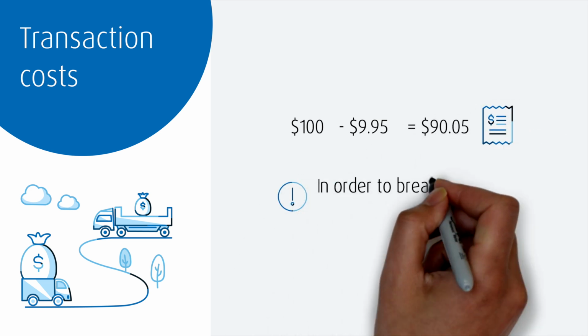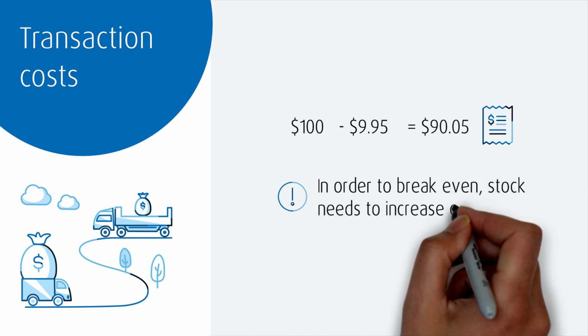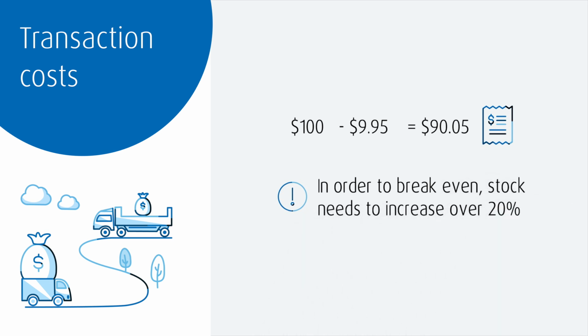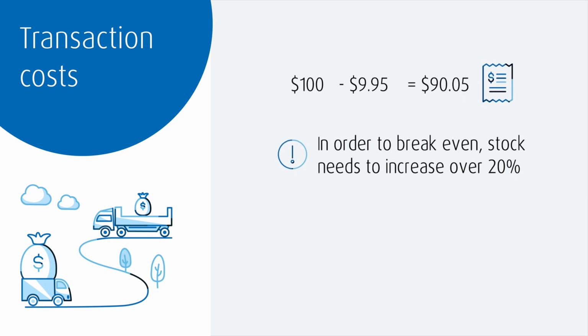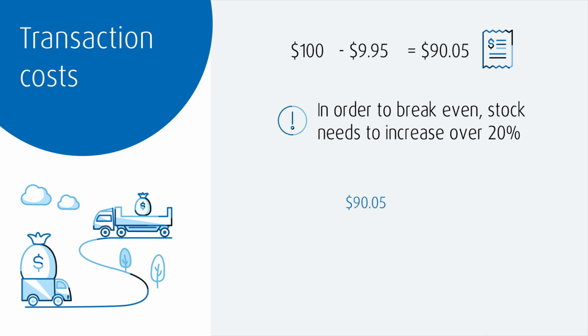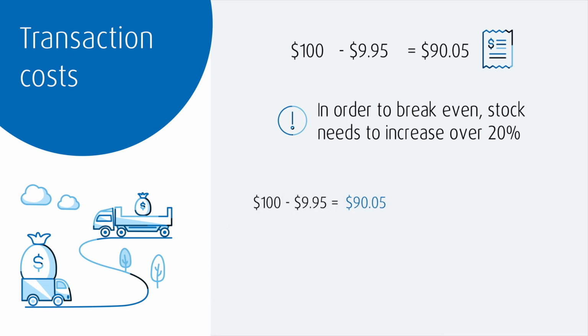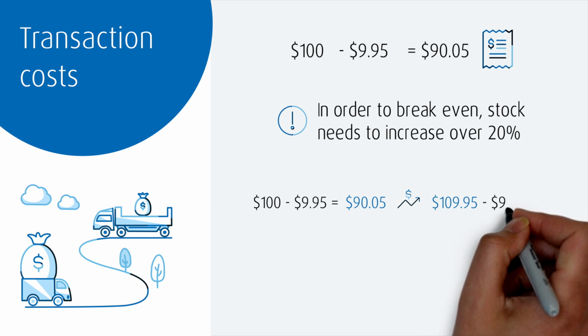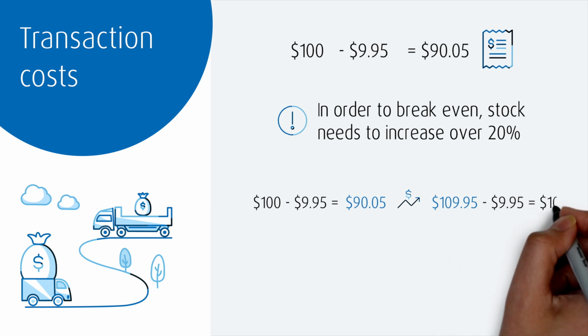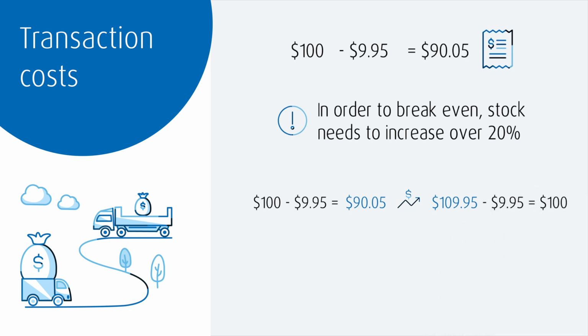In order to just break even, you would need to sell the stock after it has increased just over 20% in value. Here's the math on that. You purchase stock worth $90.05. This is $100 less than the $9.95 commission. In order to end up with your original $100, you would need to sell the stock so that the proceeds of the trade would be $109.95, which after subtracting the $9.95 commission to sell, leaves you with $100.